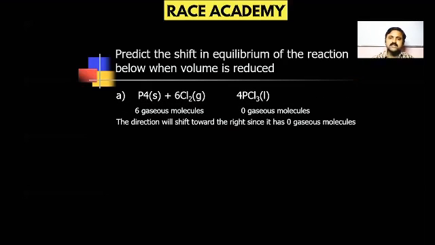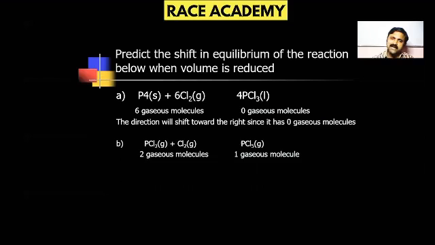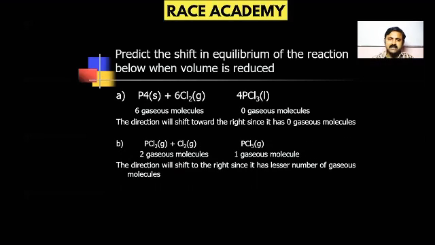So the direction will shift to the right since it has 0 gaseous molecules. Why? Because the number of gaseous molecules on the right is 0, so it goes towards the right direction. PCl3 plus Cl2 gives rise to PCl5. In this we have 2 on the left side and 1 on the right side, so again it goes in the same manner. That means the direction will shift to the right since it has fewer gaseous molecules.